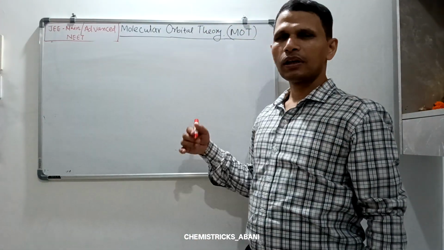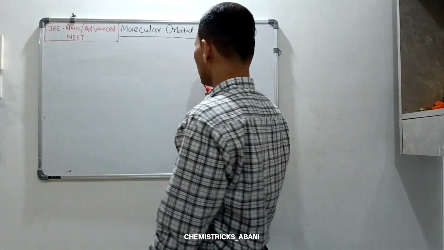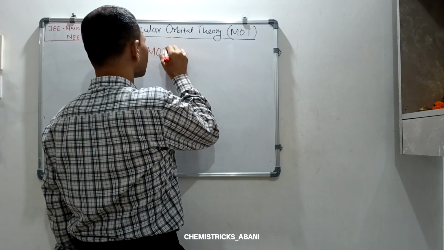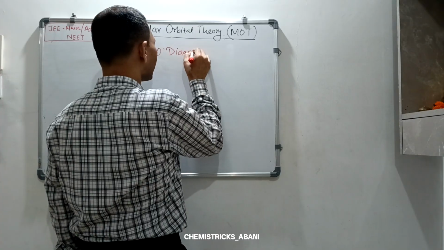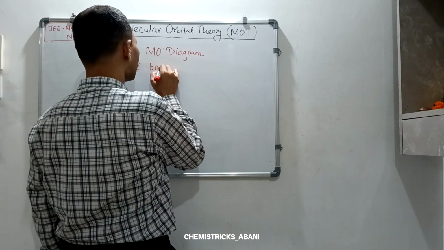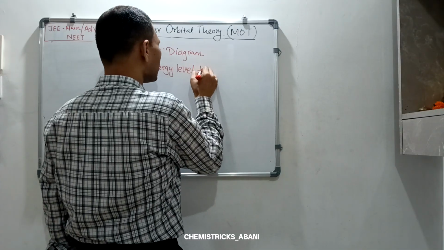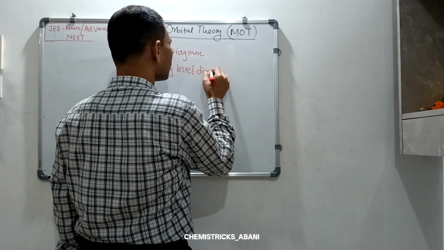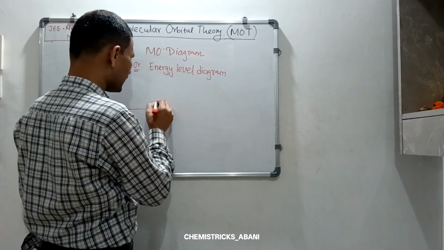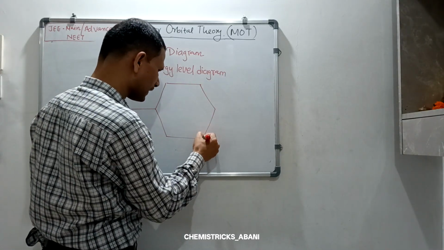So in the next part we will see the position of this bonding molecular orbital and antibonding molecular orbital in the molecular orbital diagram or MO diagram. So here I will write MO diagram or molecular orbital diagram. Similarly, another name for this is energy level diagram, because it denotes energy levels. So here if it is like this, energy levels I can denote like this.